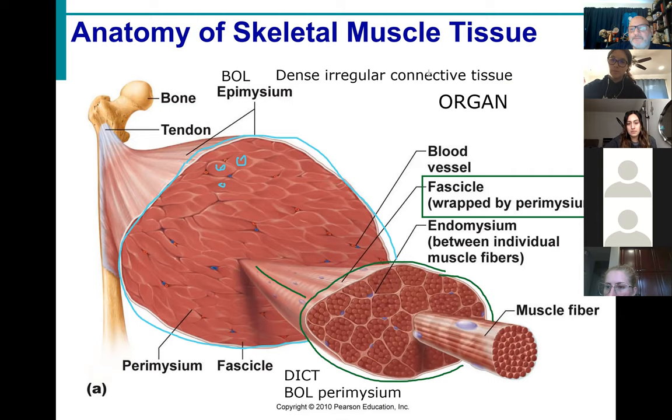Notice inside of this particular fascicle, there is 1, 2, 3, 4, 5, 6, 7, 8, 9, 10, 11, 12, 13, 14, 15, 16, 17, 18, 19, 20, 21, 22, 23, 24, 25, 26, 27, 28, 29, and probably a couple more muscle cells in here. So it is a bundle of muscle cells. However, as we look at this bundle of muscle cells, we see that there is connective tissue that insulates and isolates each one of them.